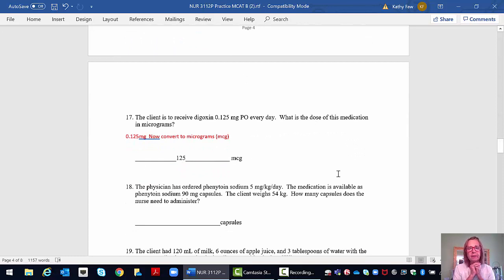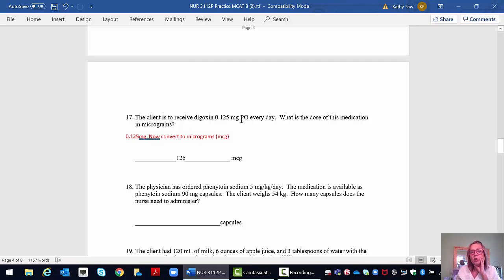Whew. 17. The client is to receive digoxin. All right, y'all know what to do with digoxin. Remember, you got to listen for that pulse, right? At the apical. All right. 0.125 milligrams PO every day. All right. So what is the dose on this medication in micrograms?